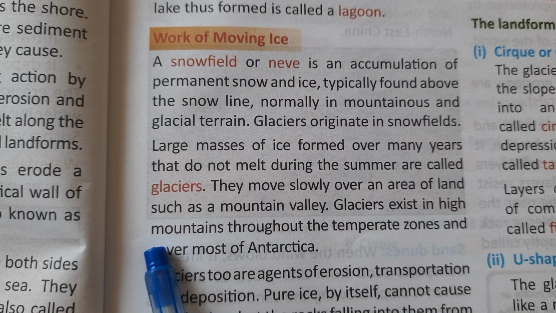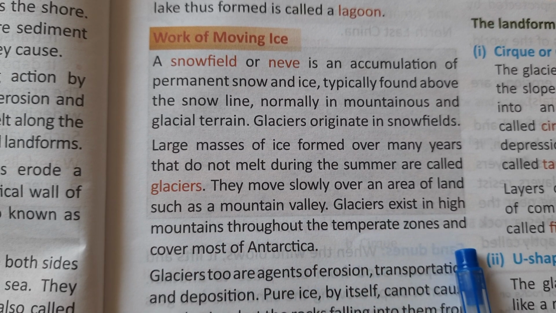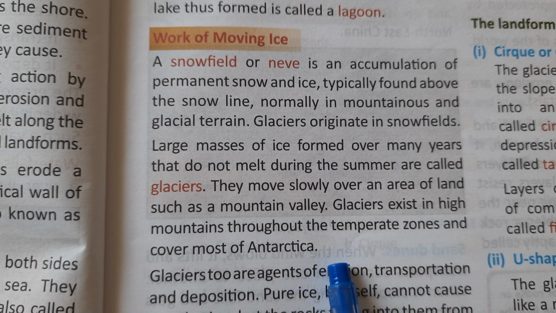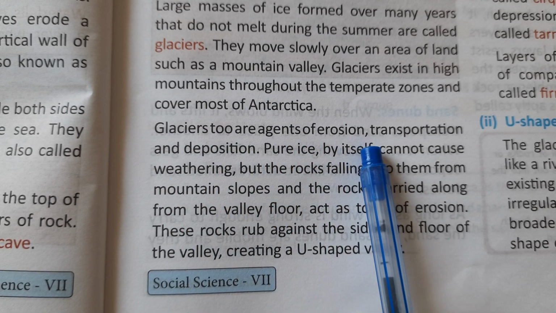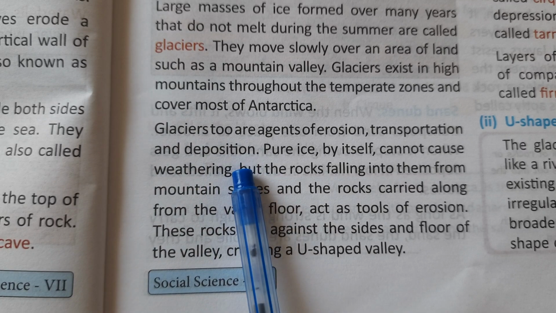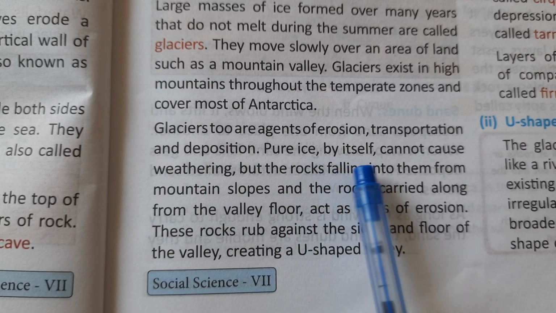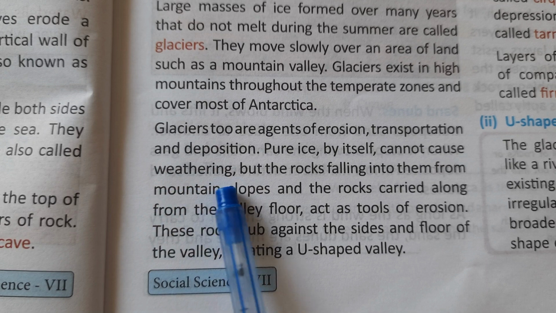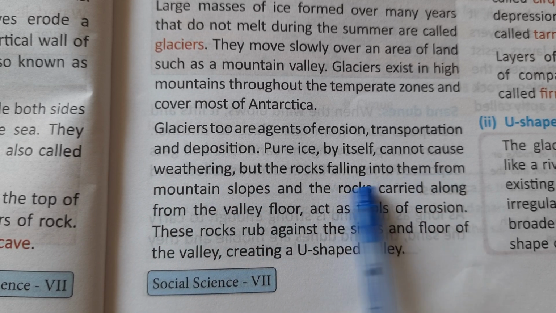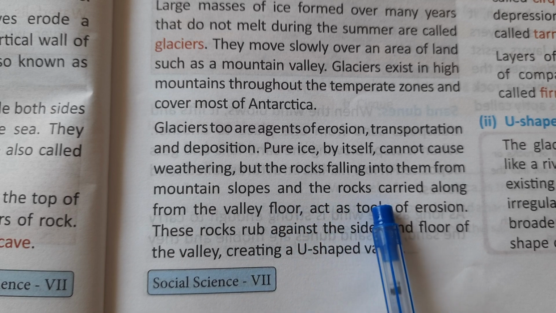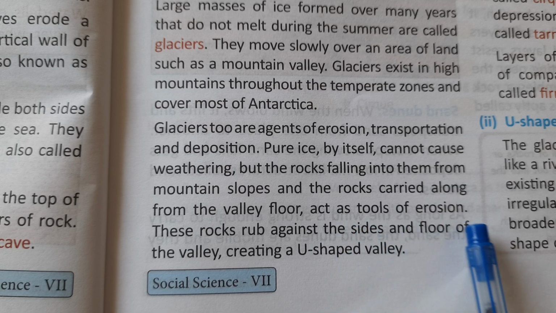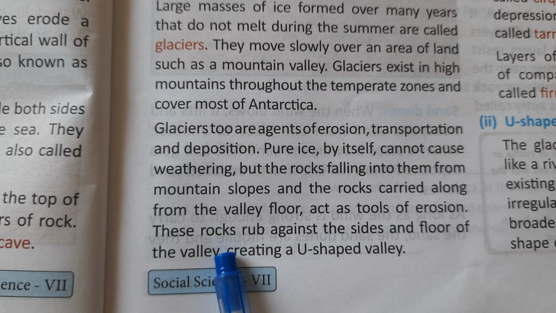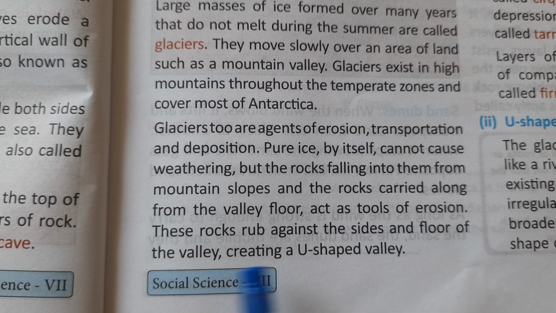Glaciers exist in high mountains throughout the temperate zones and cover most of Antarctica. Glaciers too are agents of erosion, transportation, and deposition. Pure ice by itself cannot cause weathering, but the rocks falling into them from mountain slopes and the rocks carried along from the valley floor act as tools of erosion. These rocks rub against the sides and floor of the valley, creating a U-shaped valley.